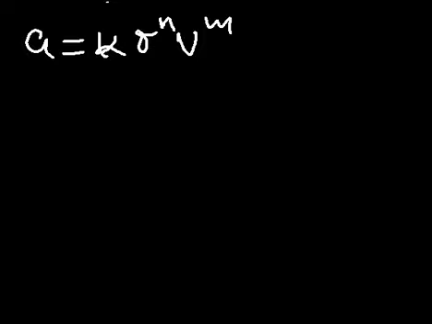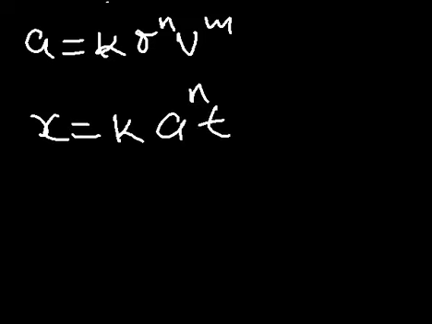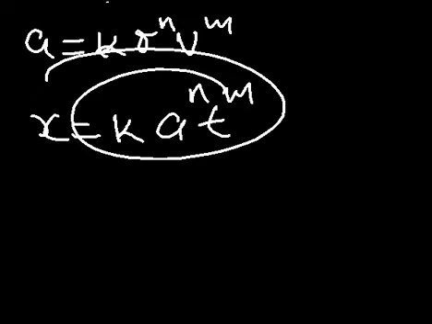And let's say we also have this problem: the displacement x is said to be k times acceleration to the power n times t to the power m. Find the values of the powers making the equation dimensionally consistent. Try to work that one out, assuming that k is a dimensionless constant.